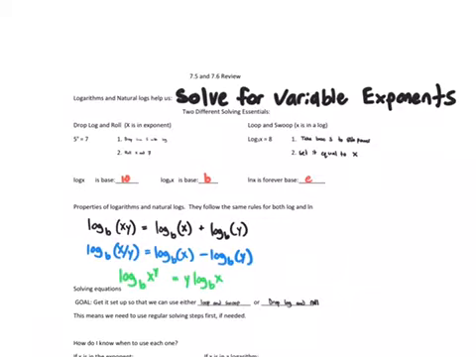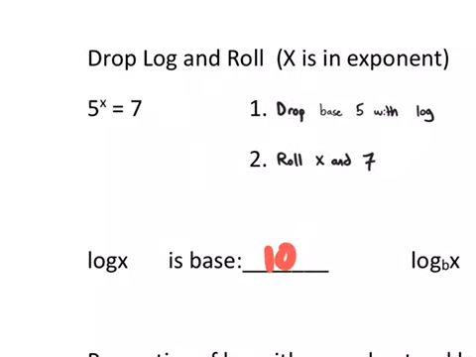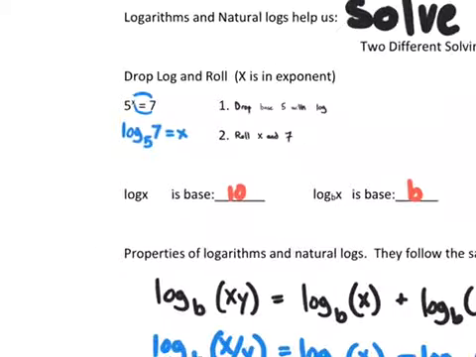And there's two different solving essentials. One is when your x is in the exponent, you need to do a drop, log, and roll, where this becomes log base 5 of 7 is equal to x, where we dropped the 5 and then rolled the x and the 7.